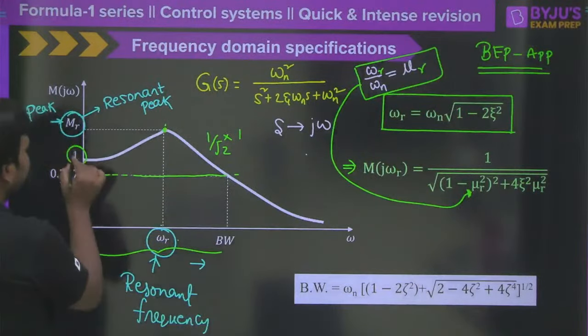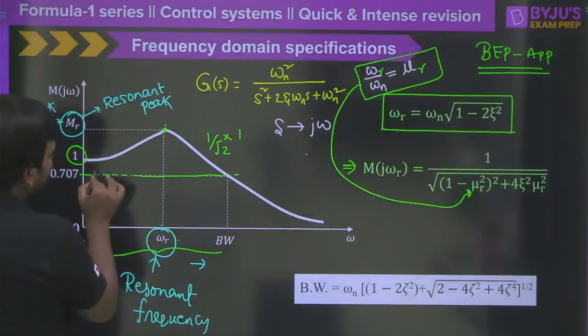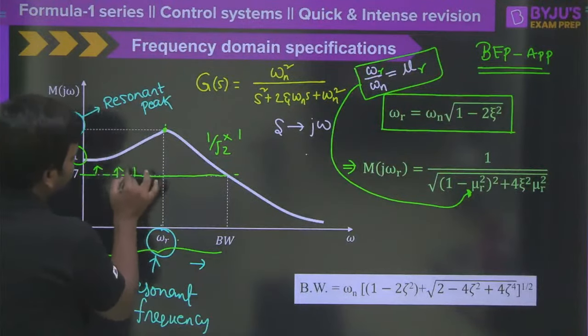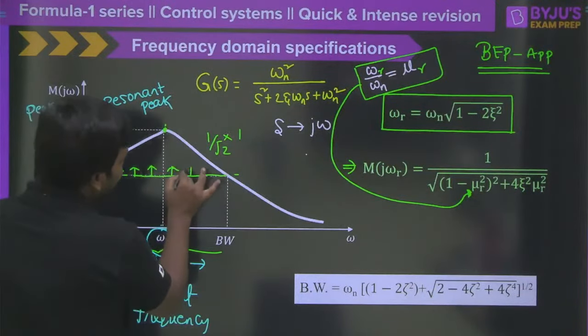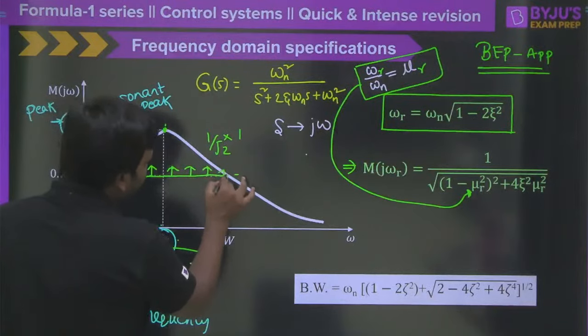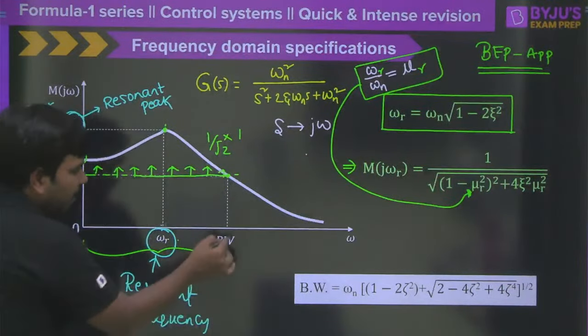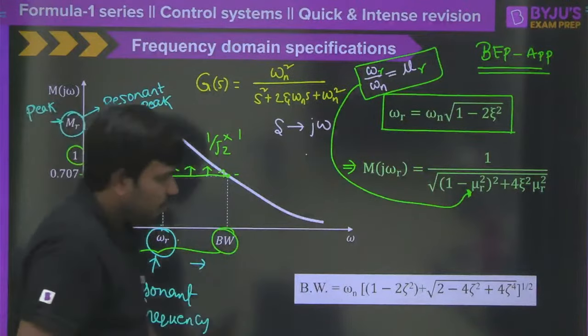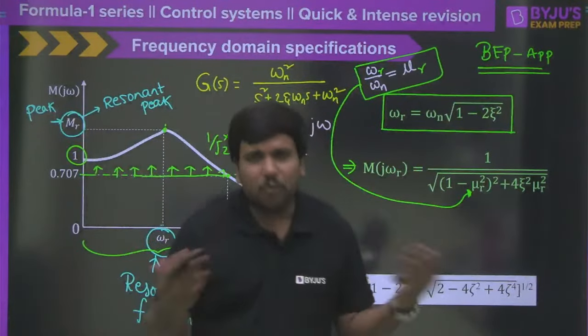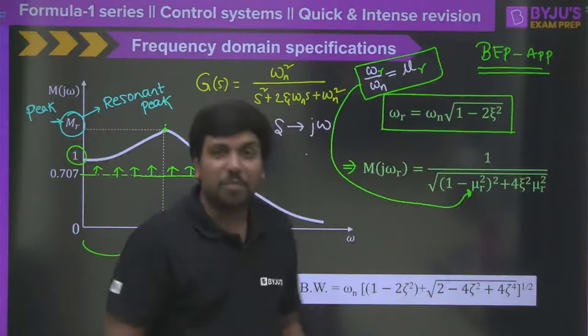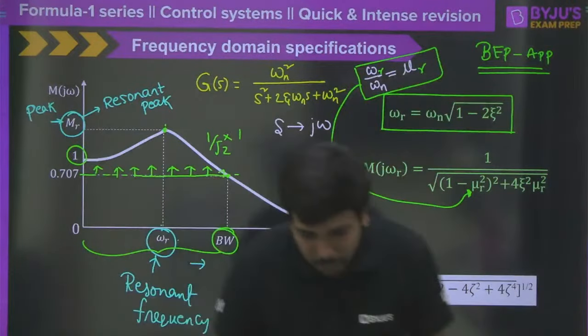What does it mean? The magnitude should be above this value. Up to what frequency is the magnitude above this value? Up to this frequency. That's why we call this total frequency range the bandwidth. Clear? This is the formula for the bandwidth. And if you don't want to remember, I can't say anything, but you have to. Clear? So Pramit is asking some questions.